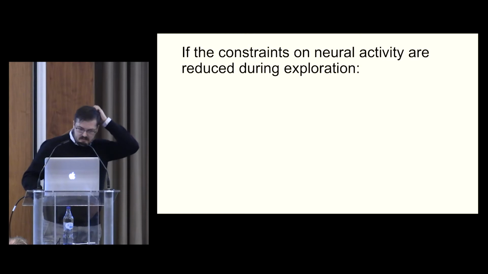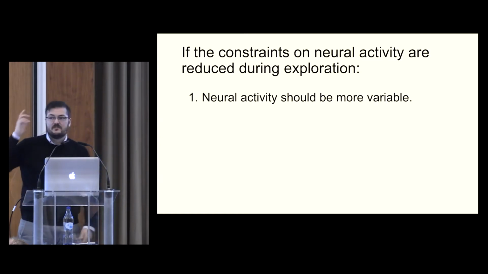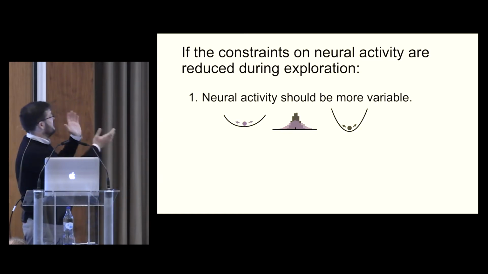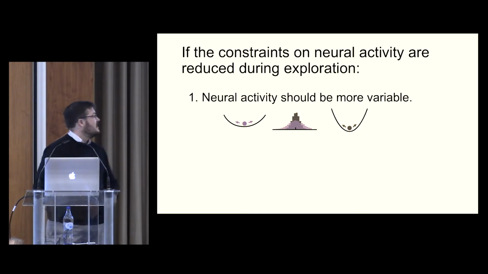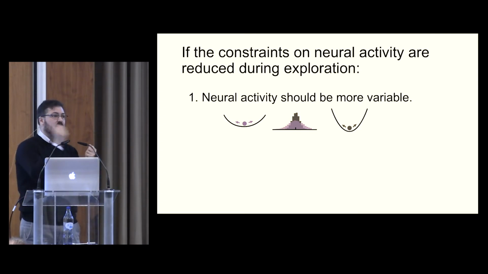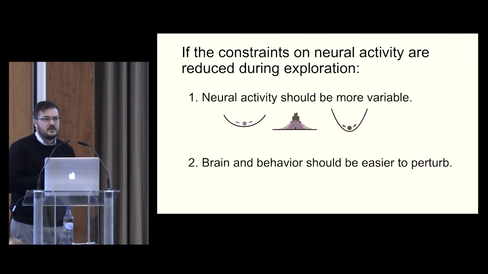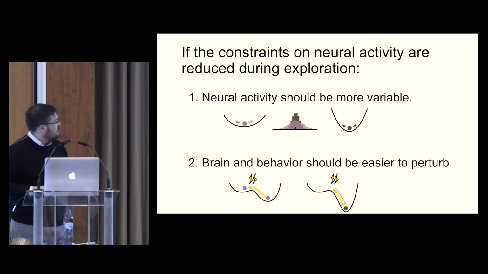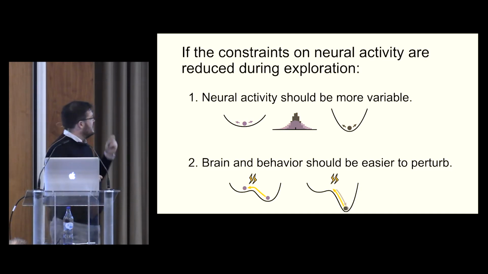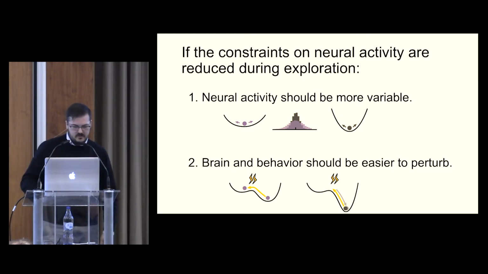So if that hypothesis is correct, two things should be observable in the data. Neural activity should be more variable. If it's less constrained, if there are fewer forces causing it to live in a small amount of space, then it should be free to move more often between trials or over time within a trial. And the second thing is that brain and behavior should be easier to perturb. If my perturbation isn't fighting so much with the intrinsic constraints which are forcing neural activity back against my perturbation, then it should be easier to take an identical perturbation and cause neural activity to escape some local minima into some new space. So those are our predictions.